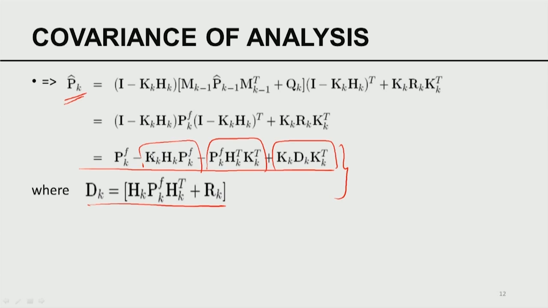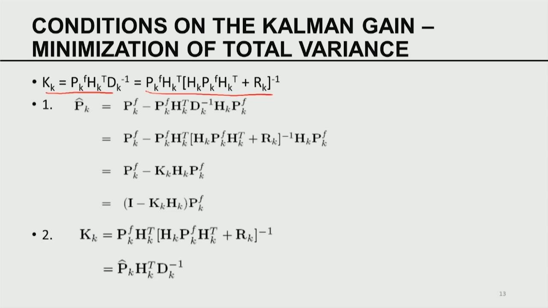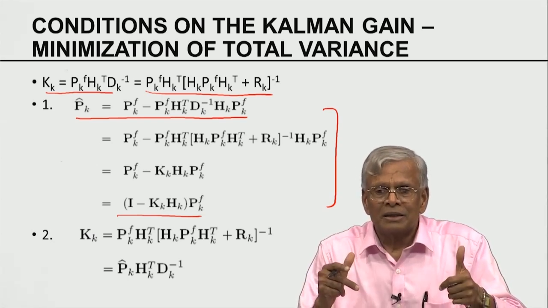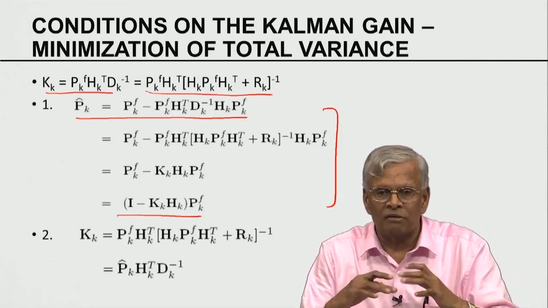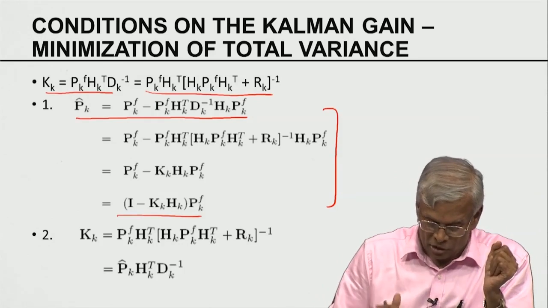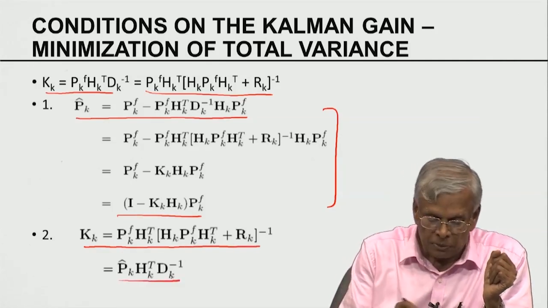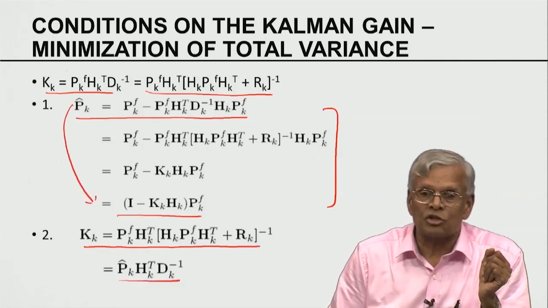So if I substitute the optimal gain value in here, I get the minimum value of the analysis covariance. The minimum value of the analysis covariance is given by this, which can also be rewritten like this. Yes, there is a ton of algebra to be done. I'm assuming you will do the algebra, and not only do the algebra but enjoy the lessons coming out of this algebra. It is very, very educative algebra, as any other algebra is. So the expression for the Kalman gain is given by this. The expression for the optimal analysis covariance is given by this.